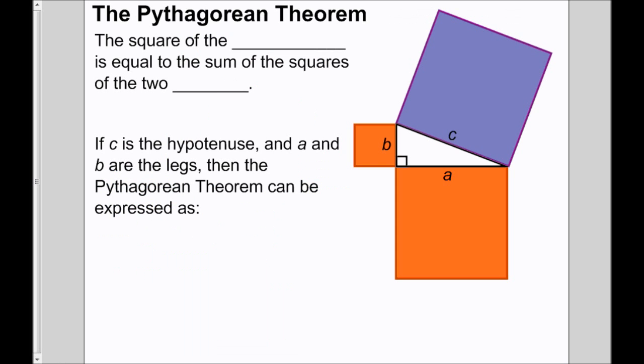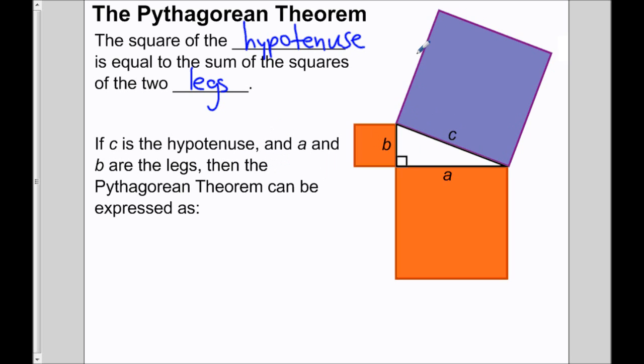So let's just sum up what we just found. The square on this side, which remember we called the hypotenuse, so the square of the hypotenuse, is equal to the sum of the squares of the other two sides, which we call the legs. Now, instead of using numbers here, we're just going to label them using letters A, B, and C. So if C is the hypotenuse and A and B are the legs, then we can express this relationship called the Pythagorean theorem as follows.